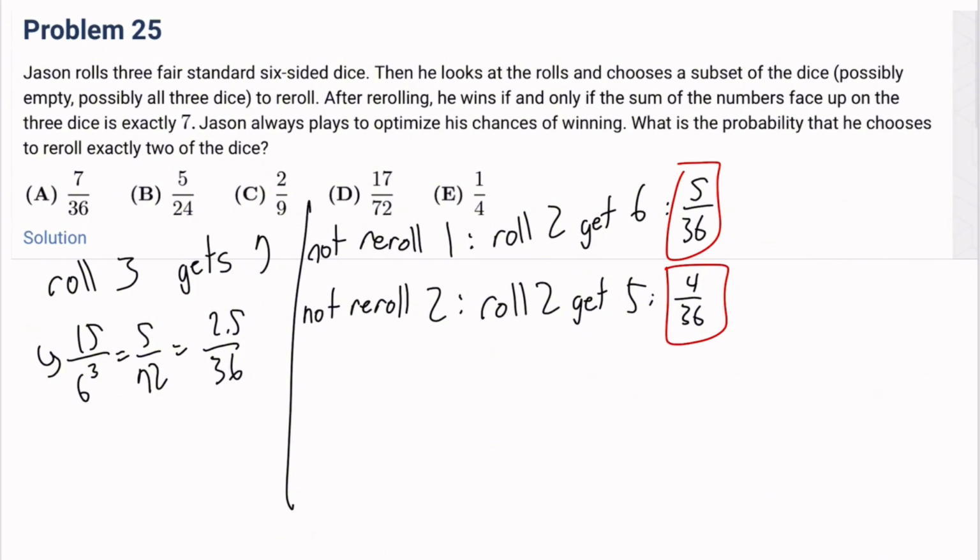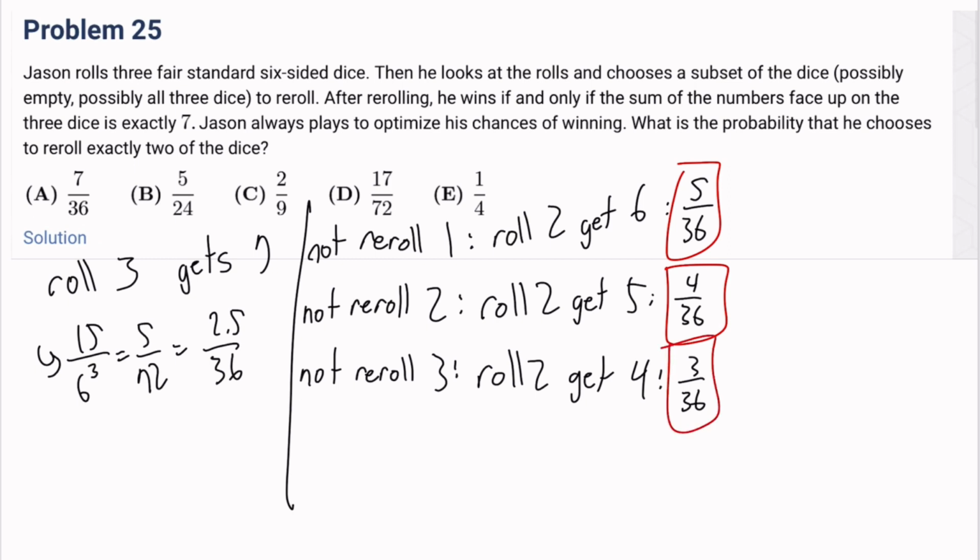And not re-rolling a 3. Yes. So if Jason does not re-roll a 3, right, then he would have to roll 2 dice and get a sum of 4, and so that would be getting 1 3, or 2 2, or 3 1. So that's 3 possibilities. That's 3 over 36, and that is greater than 2.5 over 36, so that is possible.